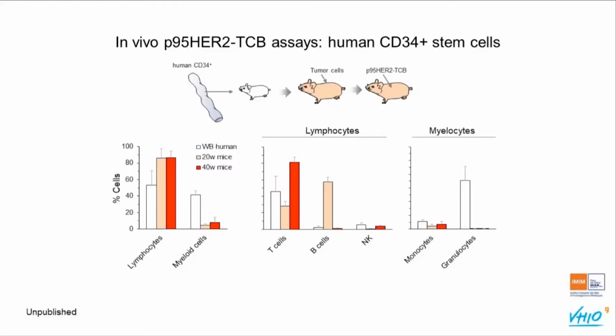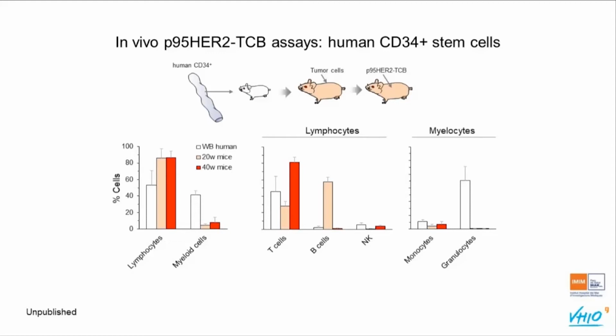At 20 weeks, we see predominantly B cells, as you can see in the orange bars. At 40 weeks, in the red bars, we see predominantly T cells, some NK cells, and some monocytes, and very, very few granulocytes, if any.